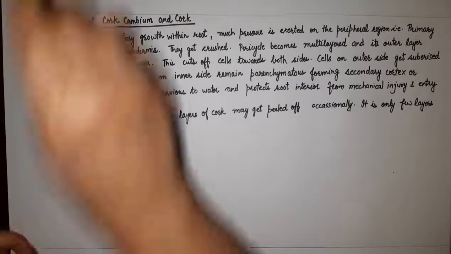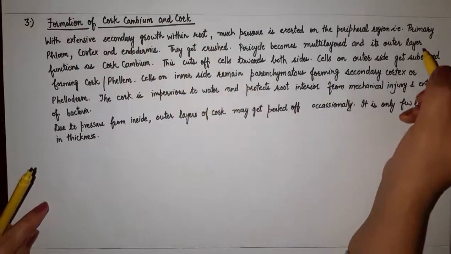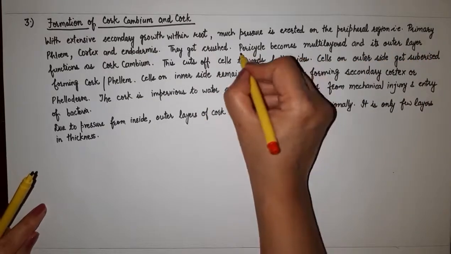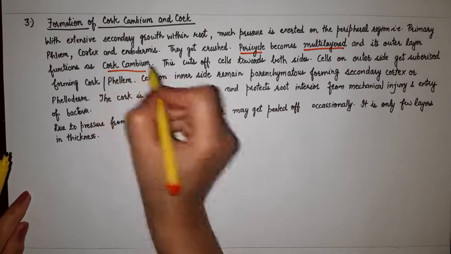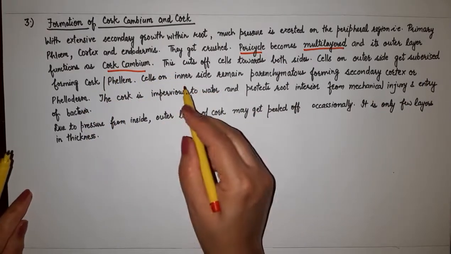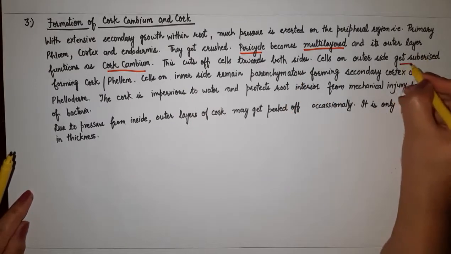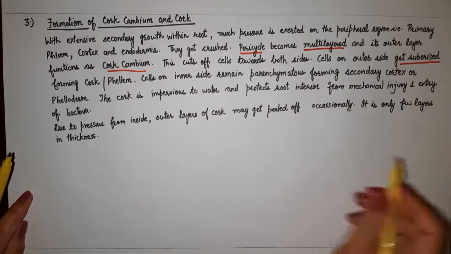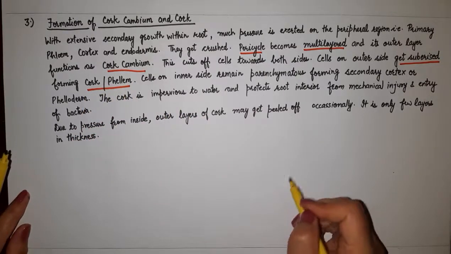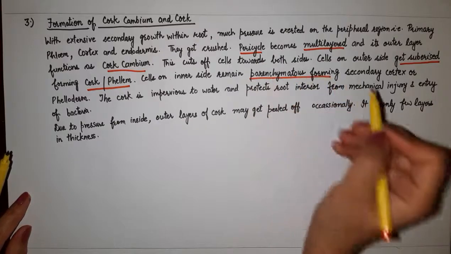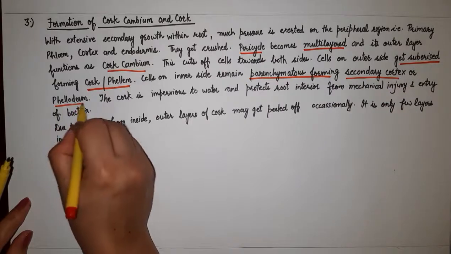Okay. So basically, the cork cambium develops from the region of pericycle. Pericycle becomes multilayered and its outer layer serves as cork cambium. Now the cork cambium has activity towards the inner as well as outer side. Towards the outer side, it is going to form the suberized cells. They are without intercellular spaces. They form cork or phellem. And towards the inner side, the cells are parenchymatous. They have intercellular spaces, and the region is called secondary cortex or phelloderm.